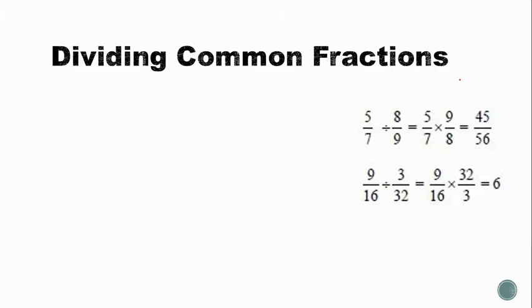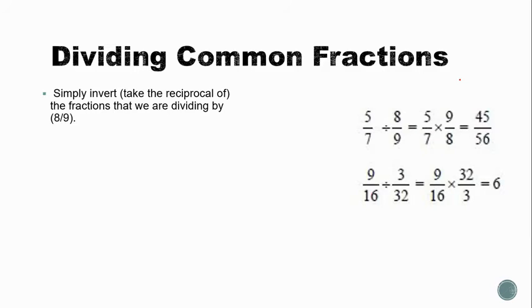So dividing common fractions, let's take a look at these. Simply invert the second one and take the reciprocal of fractions that we're dividing by. Okay, so the 8/9 must be flipped to 9/8. Notice nothing is going to simplify, so we're just going to have to go 5 times 9 for 45 and 7 times 8 for 56.